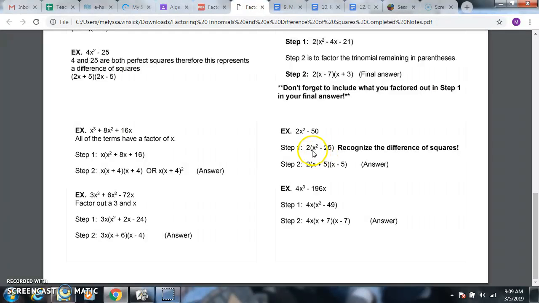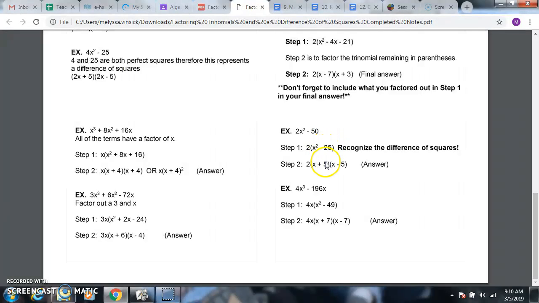Now, at this point, we only have a binomial here, okay? So you need to check and see if it's a difference of squares. Remember, difference of squares are always a binomial. So there's a chance that this is. In this case, it is. 25 is a perfect square, and I have subtraction in between, okay? Difference of squares. Remember, it has to be subtraction, and it has to be a perfect square. In this case, it is. So again, my GCF of a 2 comes straight down, and I factor this into binomials.